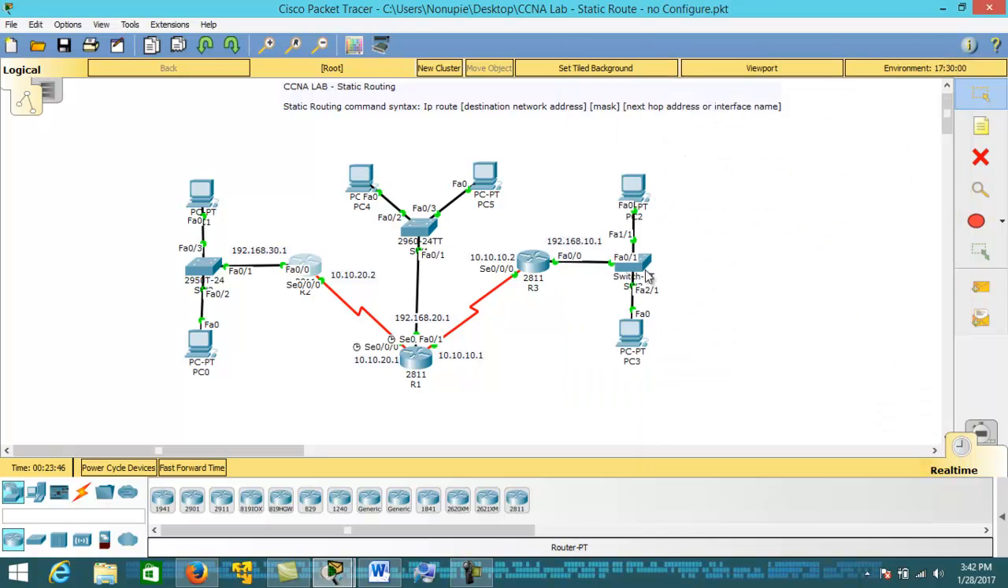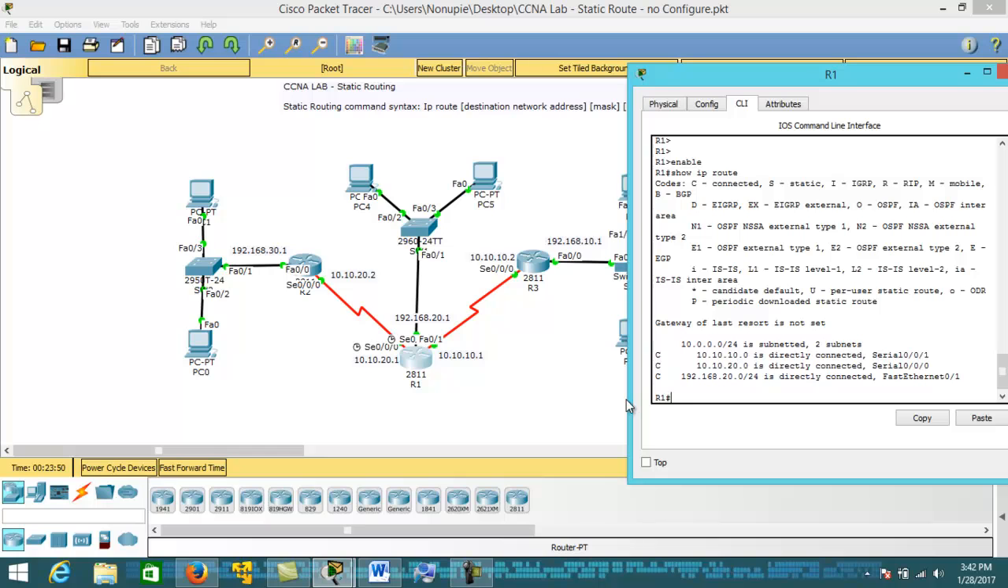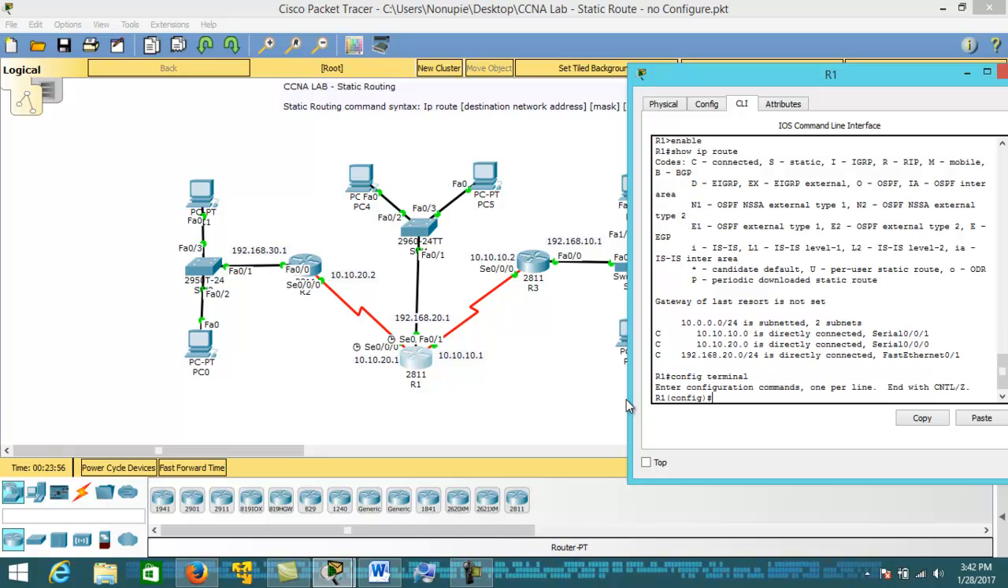Similarly we are going to configure the static route on router R1. For this, go to global configuration mode, that is config terminal. Alright, we are in global configuration mode. So the command is really simple, that is ip route and then the destination network address. This router just knows about the networks directly connected to its interfaces, so this router does not know about this network.